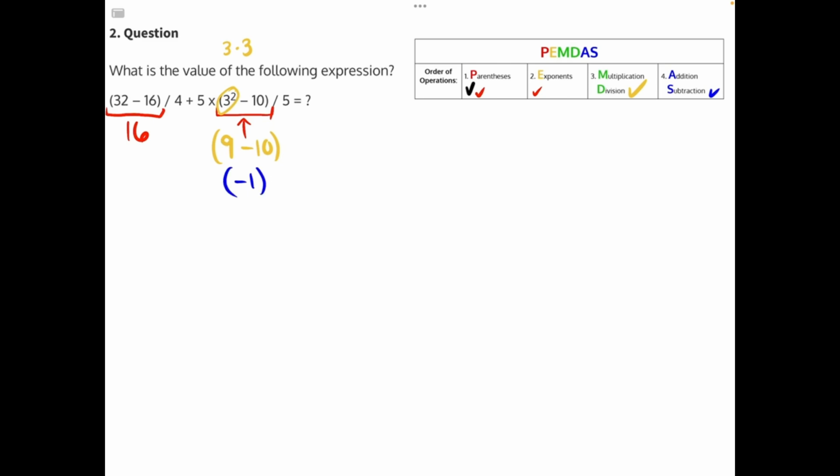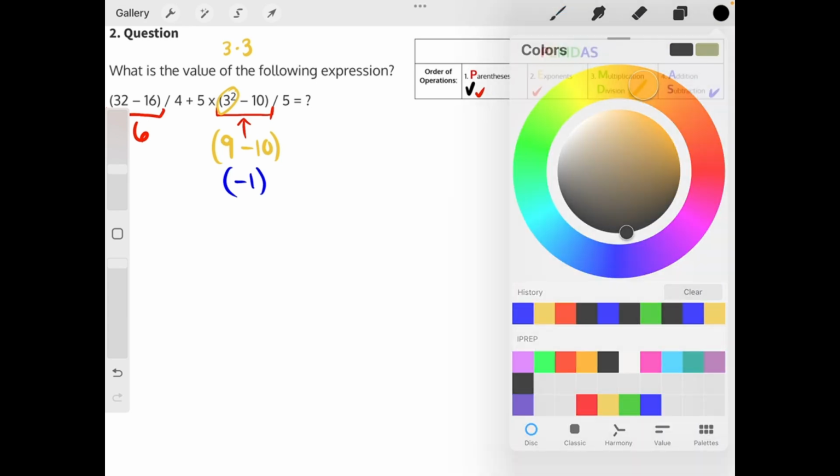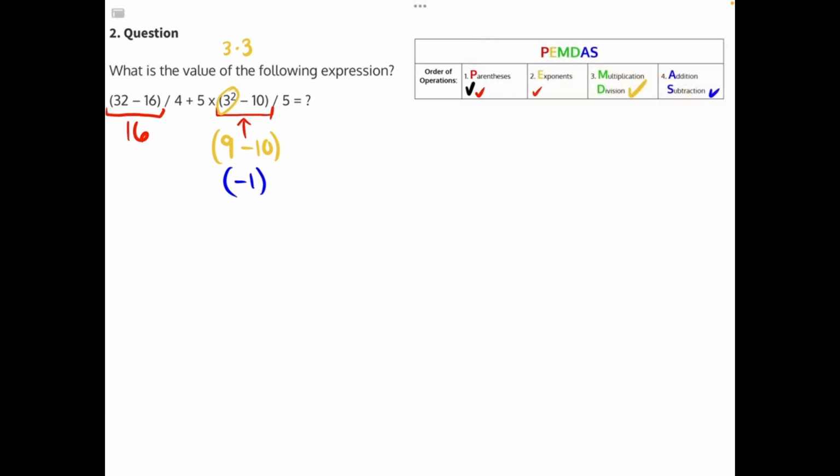Now, both sets of parentheses in this entire expression are resolved, so let's rewrite the expression and continue following PEMDAS. This first set of parentheses gave us 16. It was divided by 4 plus 5 times what was originally in this set of parentheses here, but is now just negative 1. And that is divided by 5.